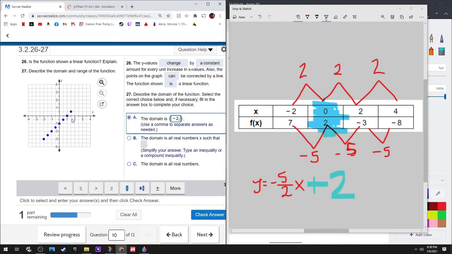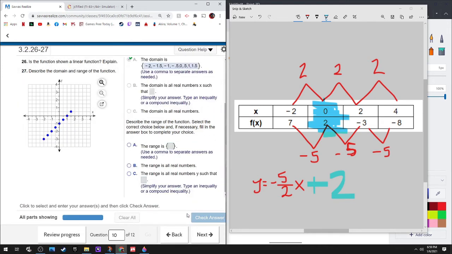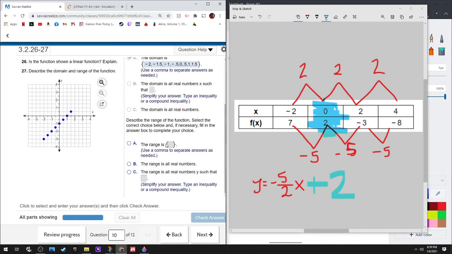Oh, that's -1 there. That means this is -1.5, comma, -1. And it looks like it's just going to be every number between there. And then it stops. So it should be that. All right. And I got to do the range now.